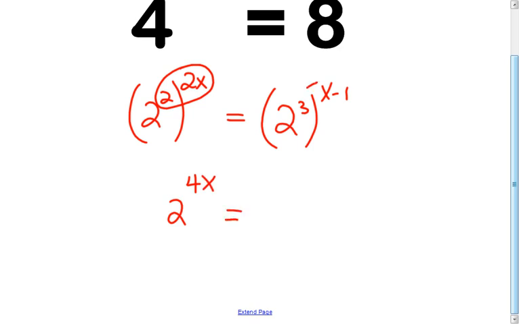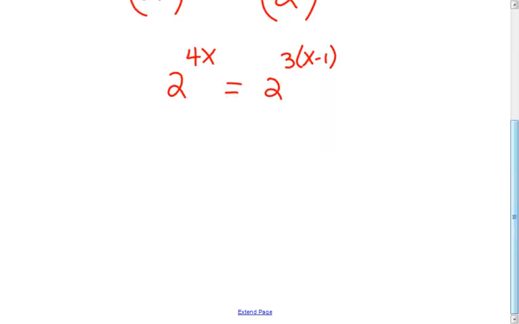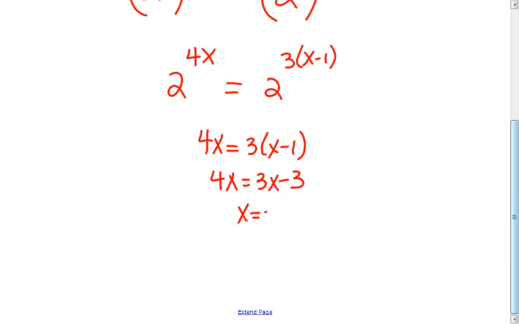And of course here I would also multiply my exponents. Be careful because this is really 2 to the 3 times the quantity x minus 1. So make sure you multiply that 3 through the x and the negative 1, not just to the x. That's a common mistake people make. Now, of course, the only way these sides are going to be equal is if your exponents are equal. So 4x must equal 3 times x minus 1. Or, of course, 4x equals 3x minus 3. And then if I subtract 3x, I get x equals negative 3.